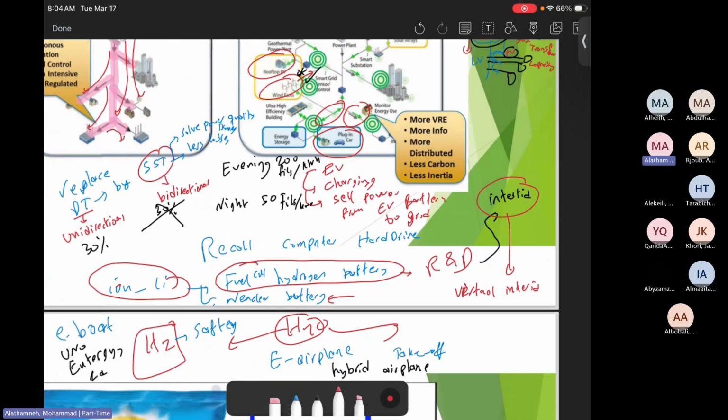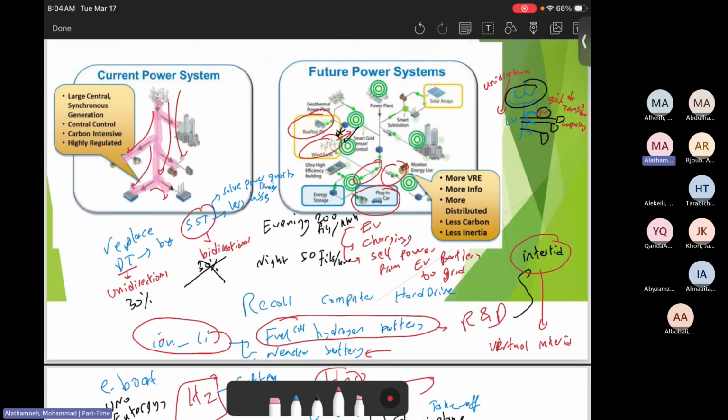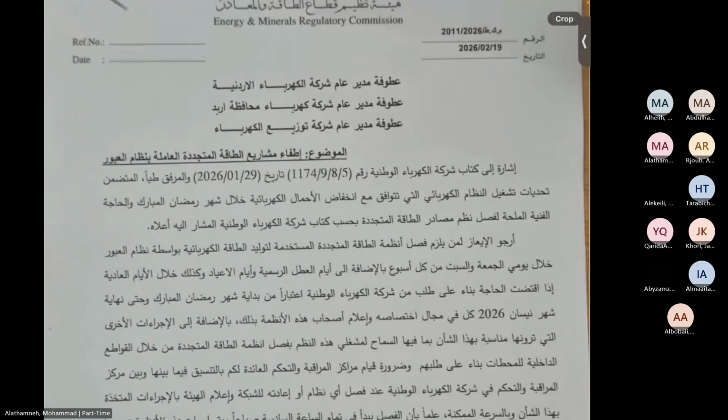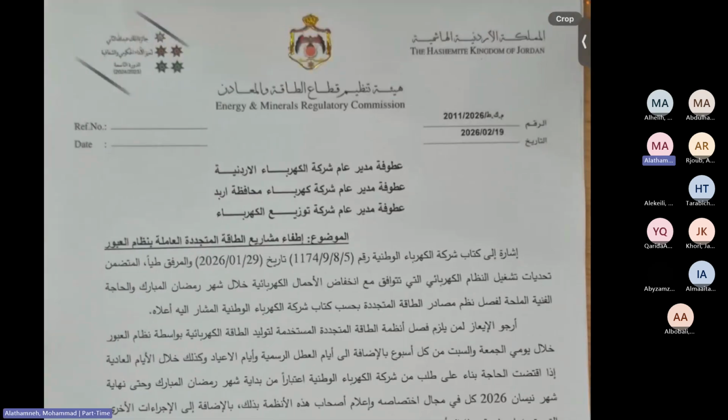There's something I would also like to mention about the renewable energy challenges in Jordan. Let me share this picture. This picture is from the Energy and Mineral Resources Commission, EMRC. We already talked about it last lecture. This comes from a recommendation from NEPCO. NEPCO made a recommendation to EMRC, and EMRC passed it to the distribution companies.